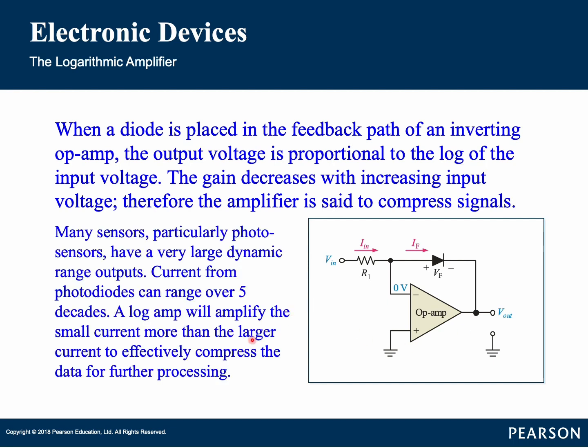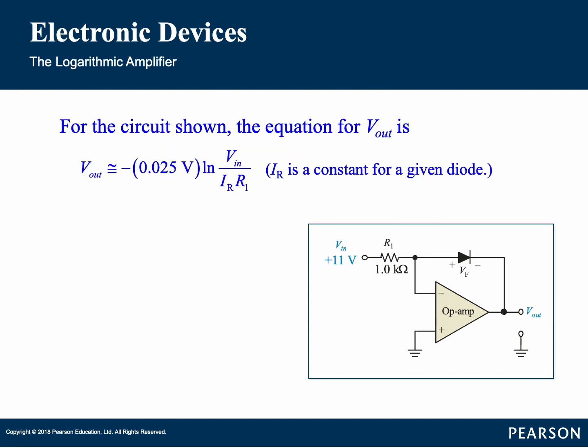Many sensors, particularly photosensors, have very large dynamic range outputs. Current from photodiodes can range over 5 decades. For a log amplifier with a diode, a log amp will amplify the small current more than the larger current to effectively compress the data for further processing.